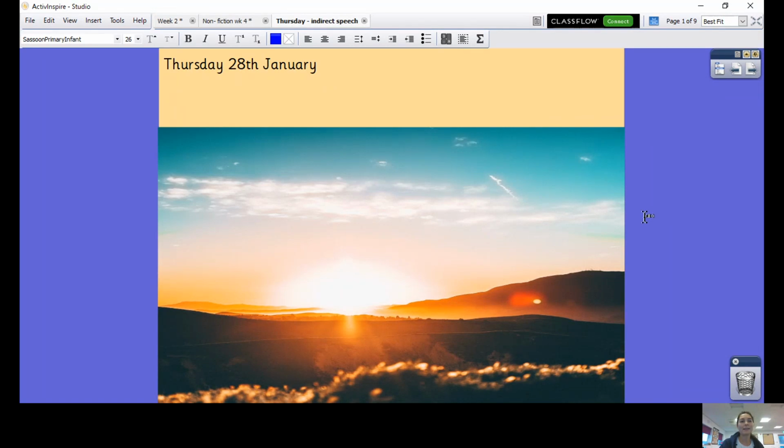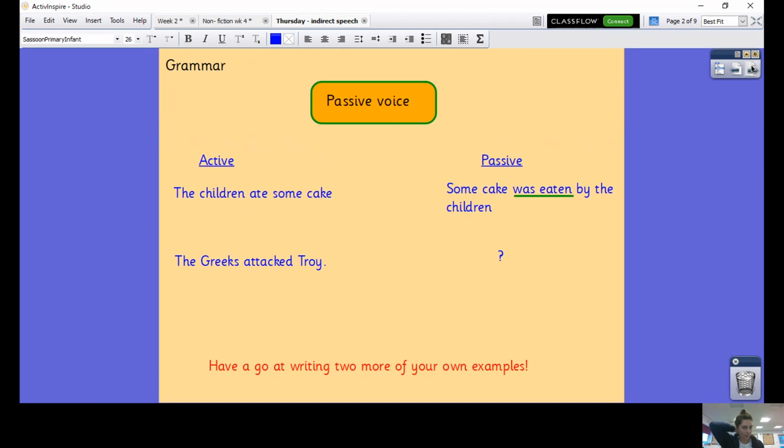Hello, this is Thursday the 28th of January and our English lesson today is all about indirect speech. So we did direct speech yesterday. Today we're looking at indirect speech, or reported speech, you might sometimes see it called. But before that, we are going to look at our grammar. So we're thinking about the passive voice in grammar this week, remember.